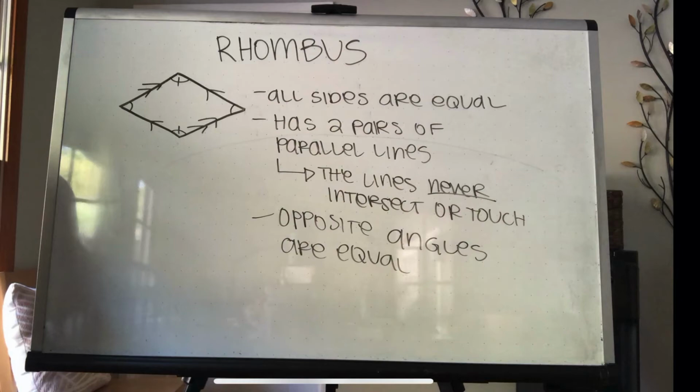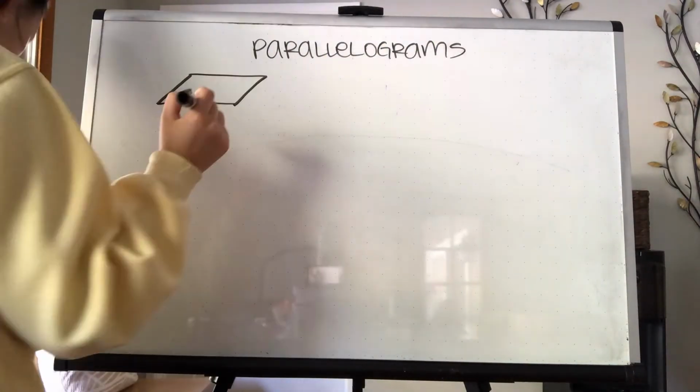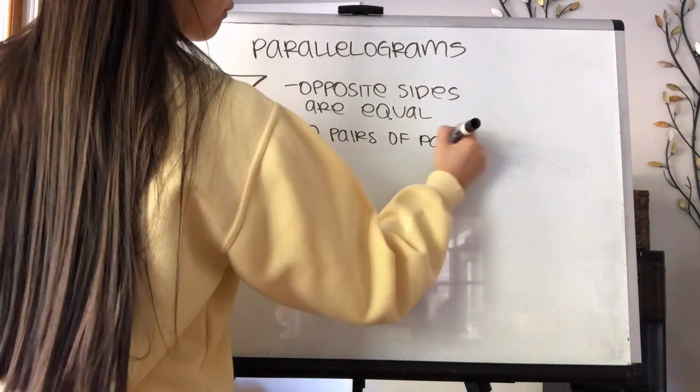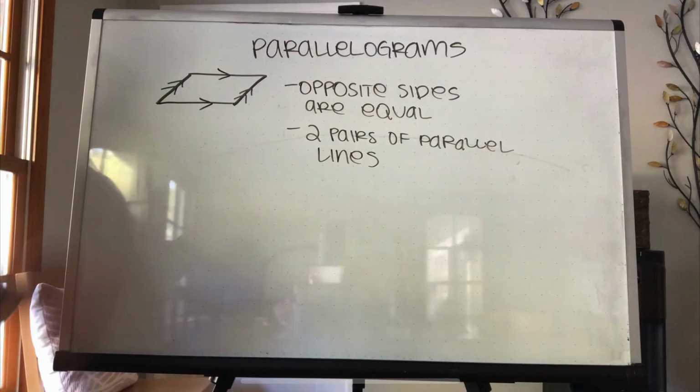And then we have the parallelograms, and the concept of parallel sides also comes from the rhombus, but for the parallelograms, two opposite sides are equal, and then they have two pairs of parallel lines, which again is shown by the arrows on the sides.